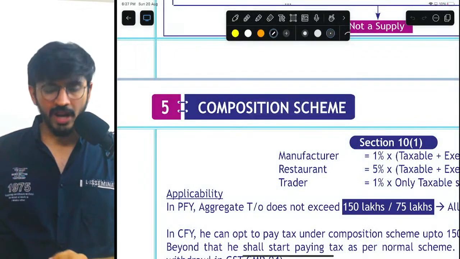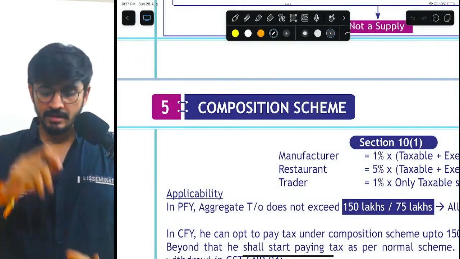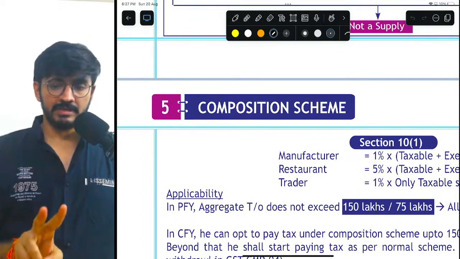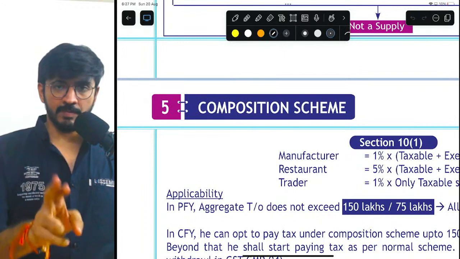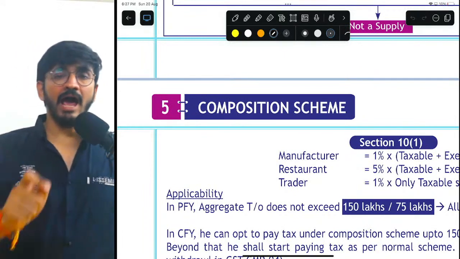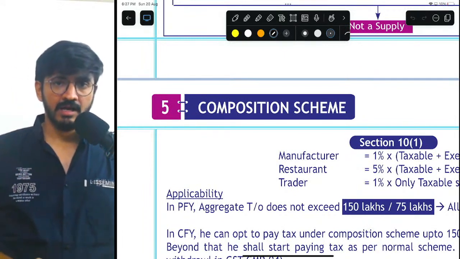Absolutely. So, all I want to tell you is that today we are going to cover two topics. One is composition scheme, and the other is time of supply. Composition scheme and time of supply, right?